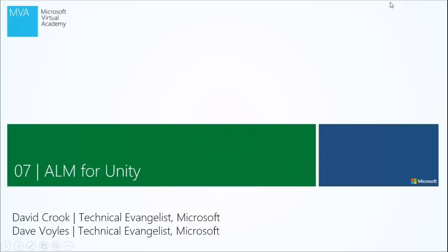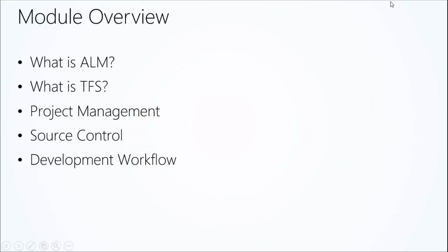Perfect. So again, this is Module 7, ALM for Unity, and that's exactly what we're talking about. Module overview: the first thing is, what is ALM? I've heard a lot of questions. Application Lifecycle Management. Oh, do you mean my game's paused? No, that is not what we're talking about. Second is, what is TFS?